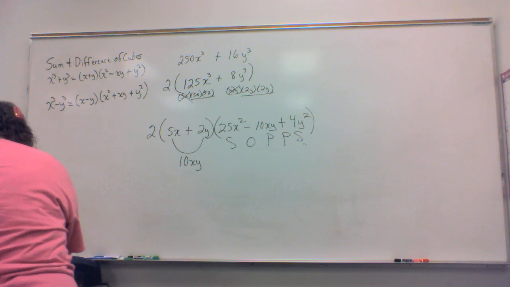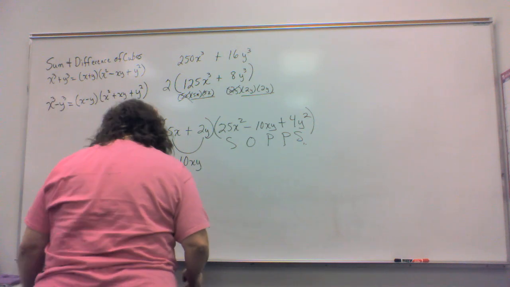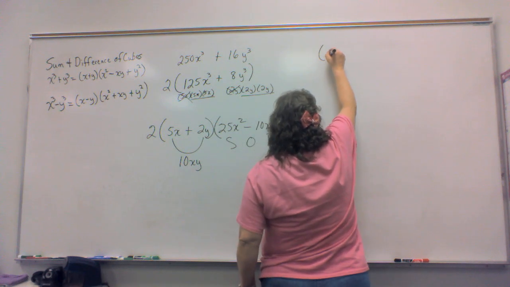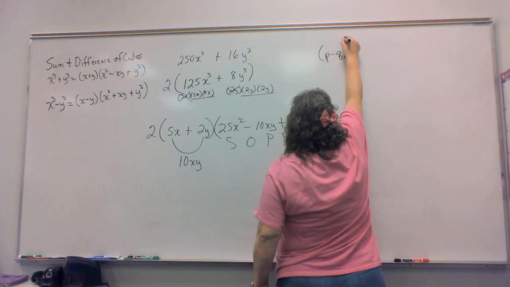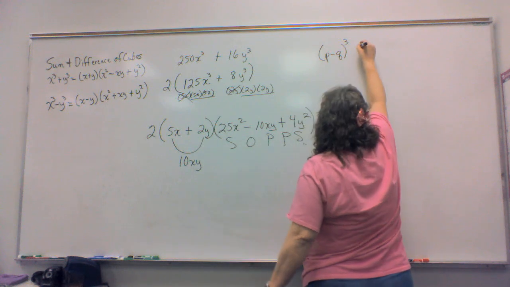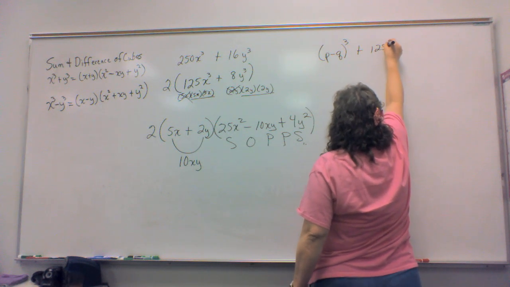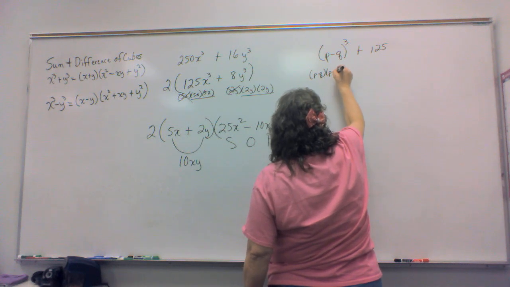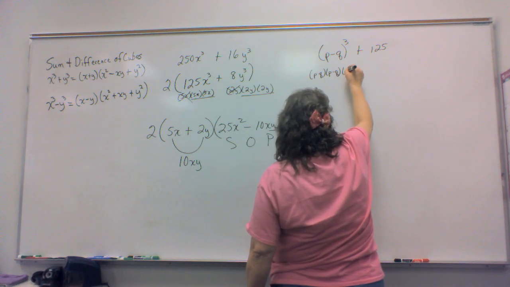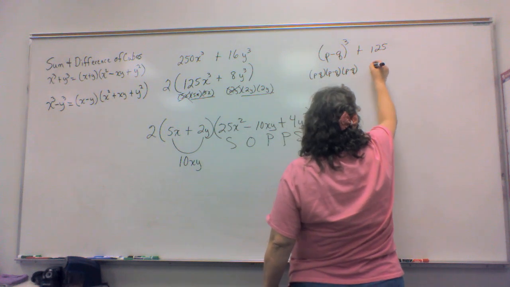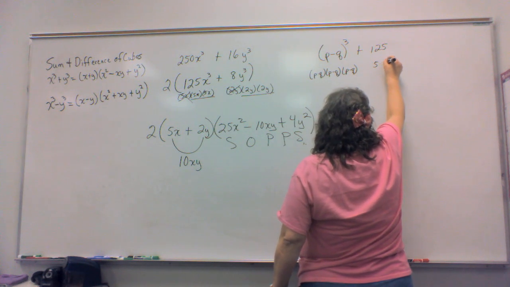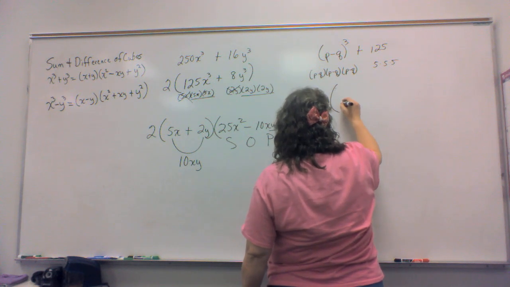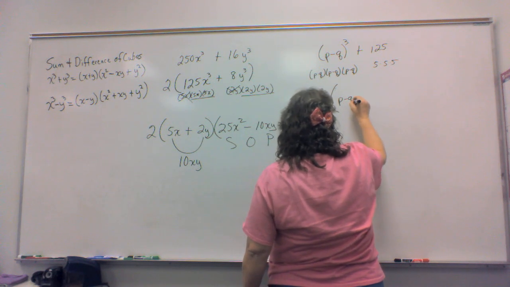And we're going to do one more of these. Okay? P minus Q cubed plus 125. So this is P minus Q times P minus Q times P minus Q. That's 5 times 5 times 5. Okay, my first one is going to be P minus Q plus 5.